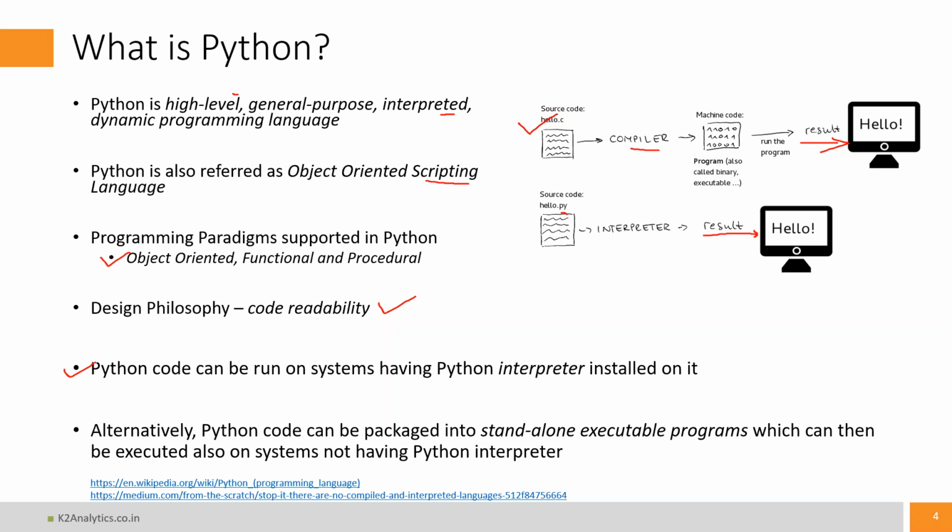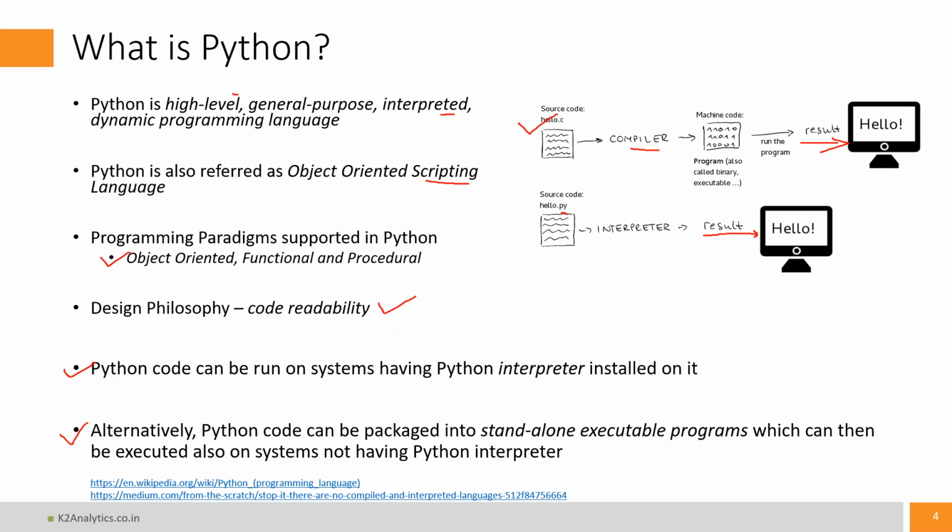Python code can be run on a system having a Python interpreter. So what is most important is that when you run Python code, you require a Python installation, that is the interpreter of Python, to be available on your machine. So that's what we are going to see as part of our installation procedure.